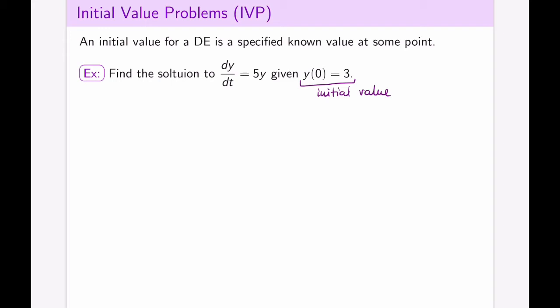Okay, so let's go through this one. What do we have here? We're asked to find the solution to this equation, which again I can rewrite in the prime form if it's a little bit easier on the eye. And I also know that I have this particular point that my solution has to actually contain.